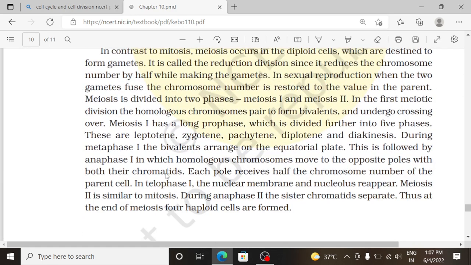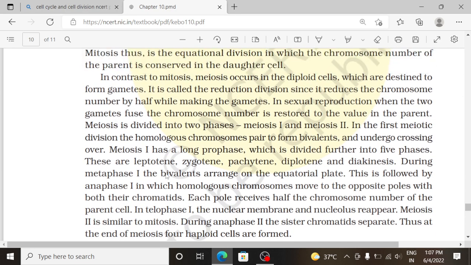In contrast to mitosis, meiosis occurs in the diploid cells which are destined to form gametes. It is called the reduction division since it reduces the chromosome number by half while making the gametes. In sexual reproduction, when the two gametes fuse, the chromosome number is restored to the value in the parent. Meiosis is divided into two phases, meiosis 1 and meiosis 2. In the first meiotic division, the homologous chromosomes pair to form bivalents and undergo crossing over.